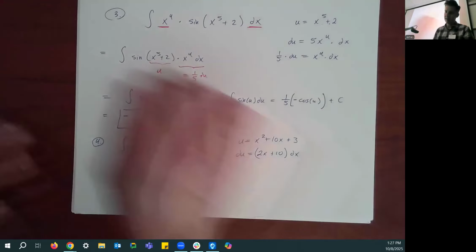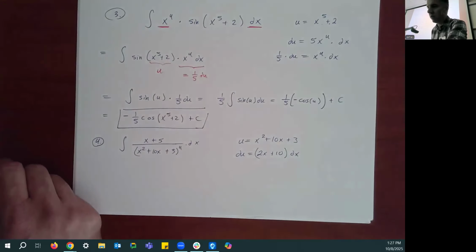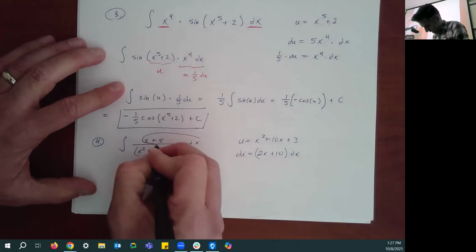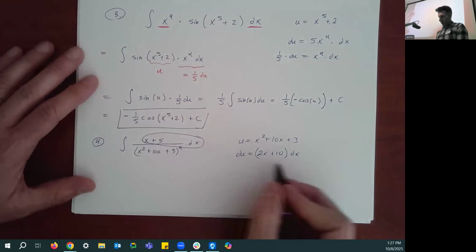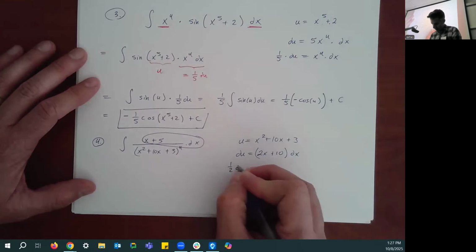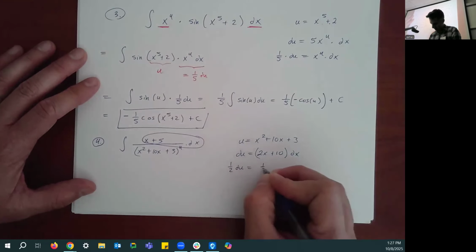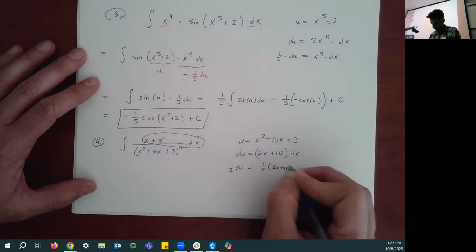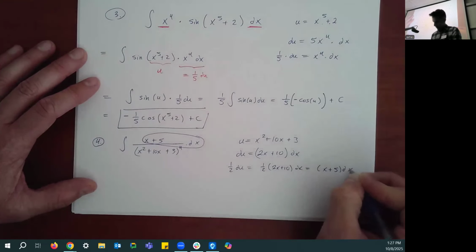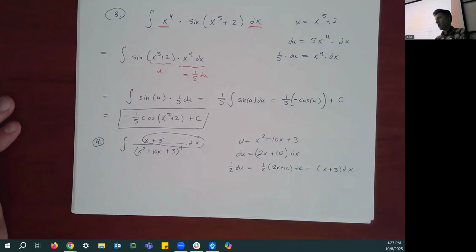So let's use a different color over here. I got purple. Let's use purple. This x plus 5 times dx, well, if I multiply both sides of this by 1/2, 1/2 times du is equal to 1/2 times 2x plus 10 times dx, which is exactly x plus 5 times dx. Yeah, that's really how I would do it.